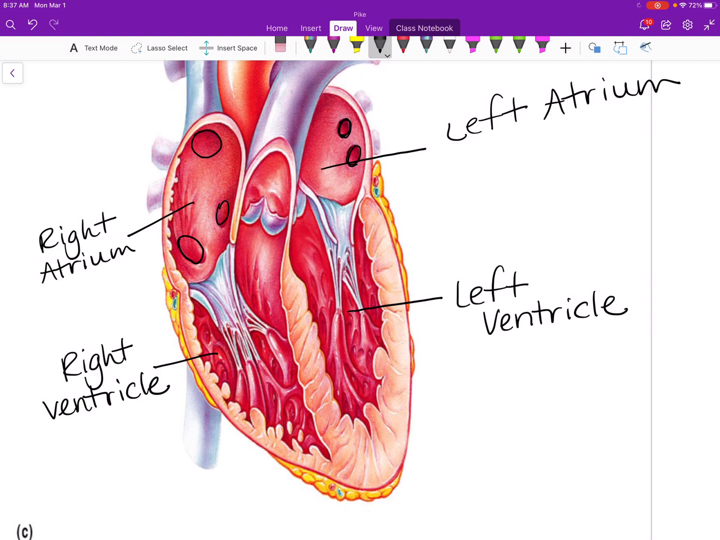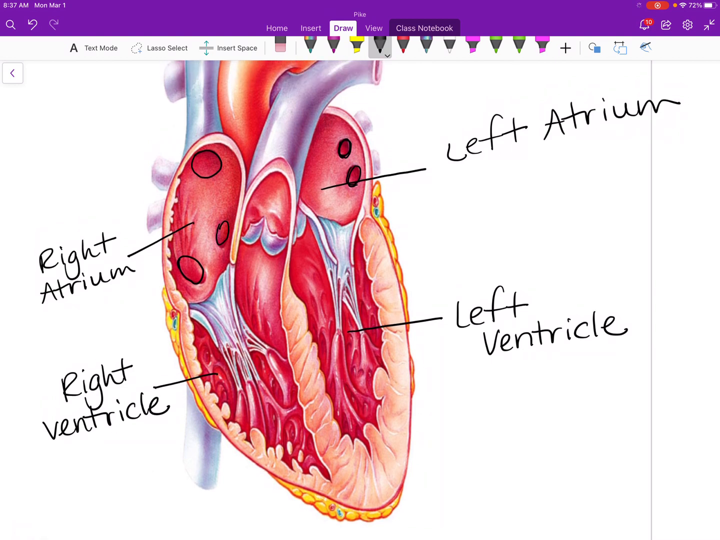So then let's look at our valves. Let's start with our AV valves. And so all of this white right here, all of that is a valve. So all of that right there is on the left side. So this is the bicuspid or mitral valve. Bicuspid or mitral valve.